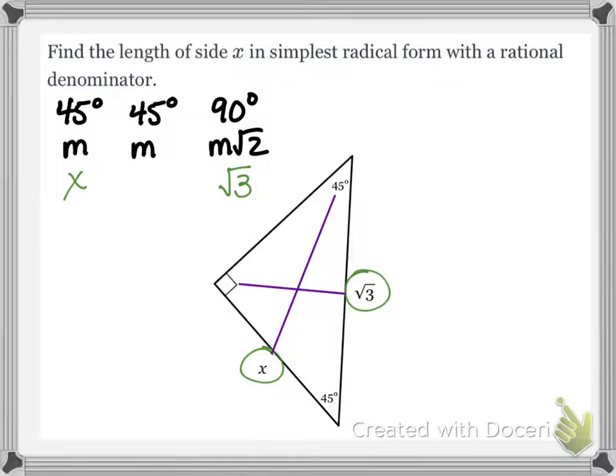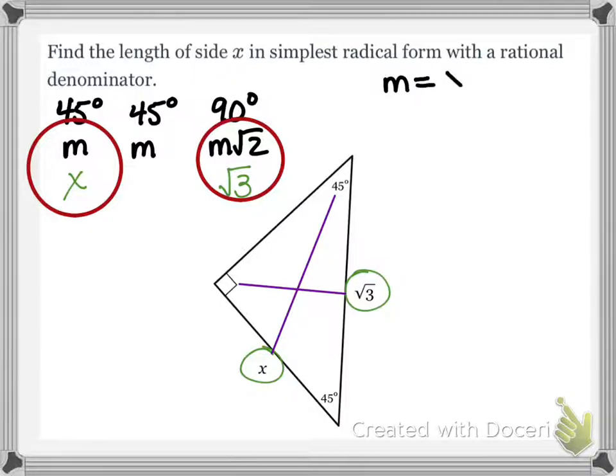And then I'm going to remind myself that this right here is an equation. And I'm going to remember that this right here is also an equation. And I'm going to write them separately, okay? So my first equation is m equals x. I'm going to draw a line here so that you guys understand that I'm writing two separate equations. And the other one is m square root of 2 equals square root of 3.